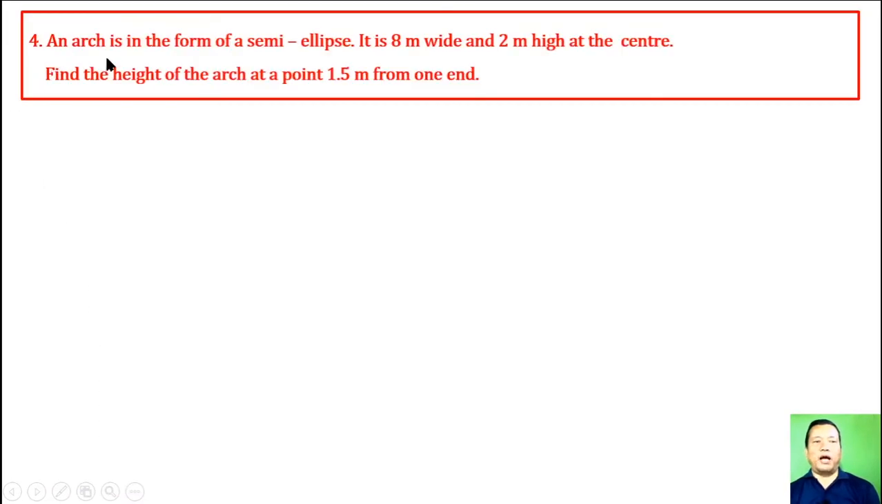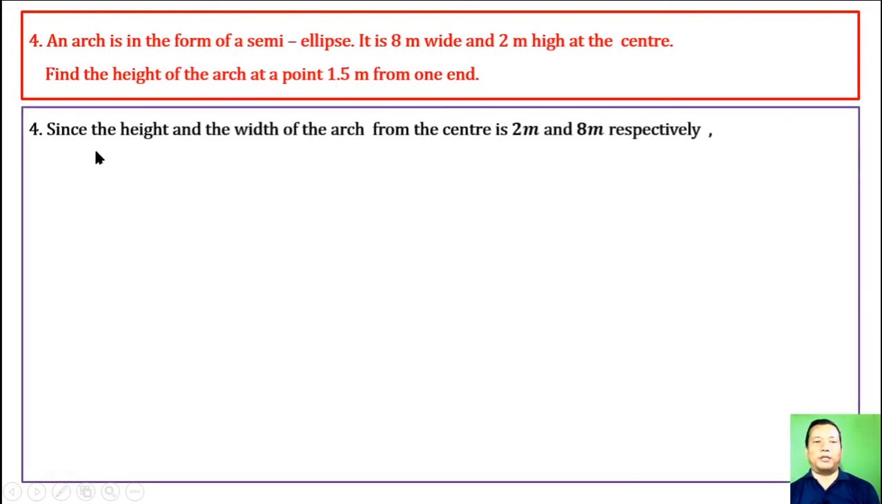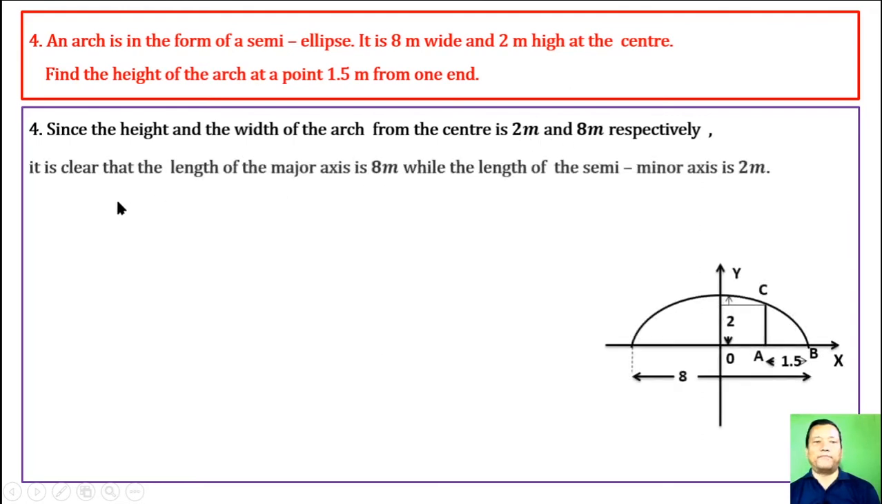Question number 4. An arch is in the form of a semi-ellipse. It is 8 meter wide and 2 meter high at the center. Find the height of the arch at a point 1.5 meter from one end. Since the height and the width of the arch from the center is 2 meter and 8 meter respectively, as in this picture, it is clear that the length of the major axis is 8 meter, while the length of the semi-minor axis is 2 meter.